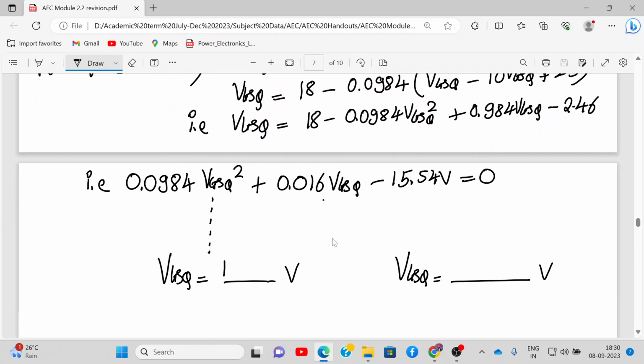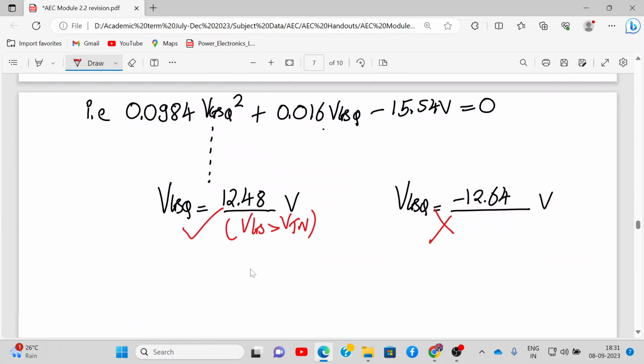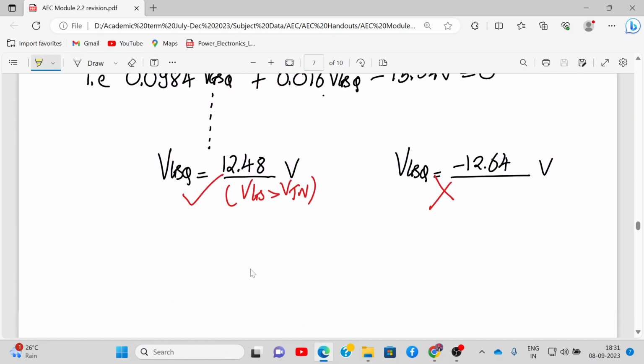12.48 Yes, and minus 12.64. So which value will you reject? This one. And this value you will accept. Why? Because VGS has to be greater than VTN. So VGS equal to 12.48 is the correct answer. And after finding this, you find the value of current.